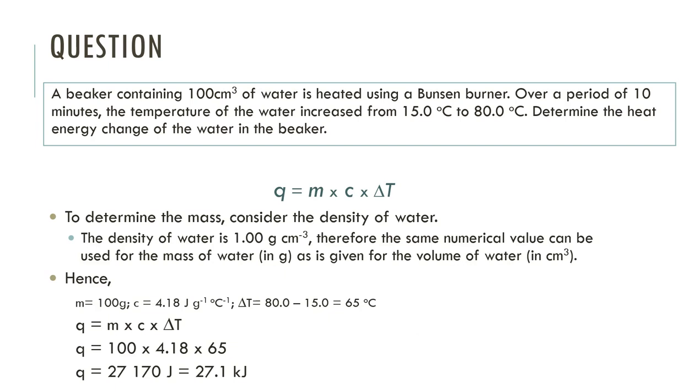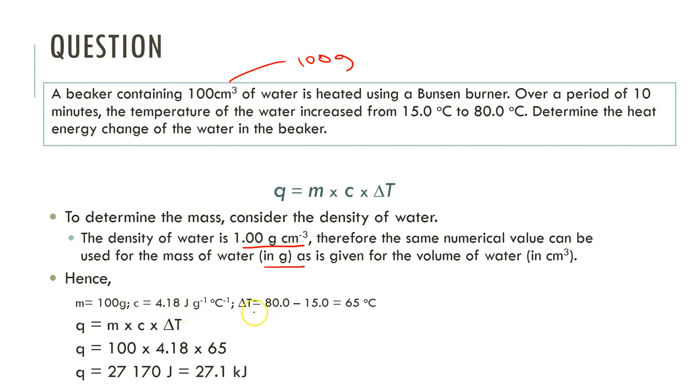Okay, so hopefully this is what you came up with. We're going to use Q equals mcΔT again. We've been told that the beaker contains 100 centimeters cubed of water, which is going to be equal to 100 grams of water. Okay, so this is going to be 100 grams of water heated using a Bunsen burner over 10 minutes. So we know that the density is 1 gram per centimeter cubed, so that gives us 100 grams of solution. Okay, our specific heat capacity is 4.18.